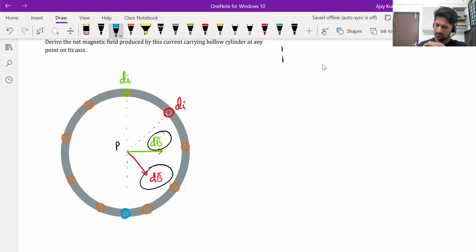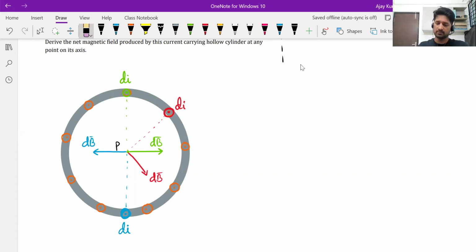Isha, can you tell the direction of magnetic field created by that blue current? Current is towards you, point is upwards. So you'll have to place your right hand thumb towards you and make your fingers point upward. Which way is your palm facing? Sir, towards left. Correct. So you get one magnetic field like this, dB. It will also have the same strength as the others.